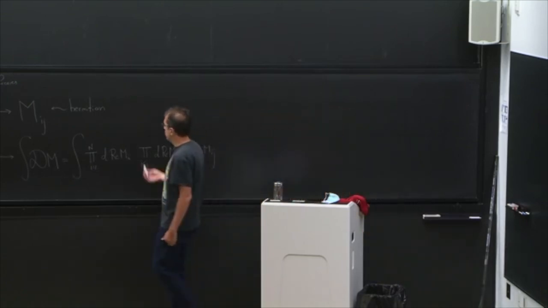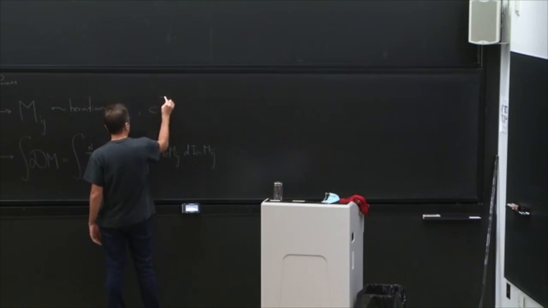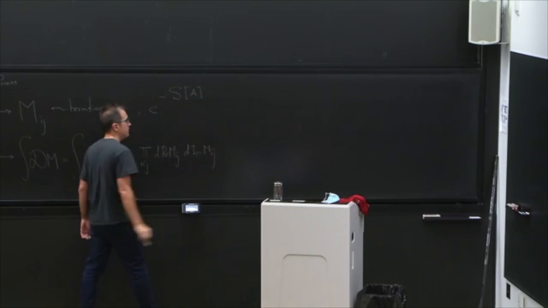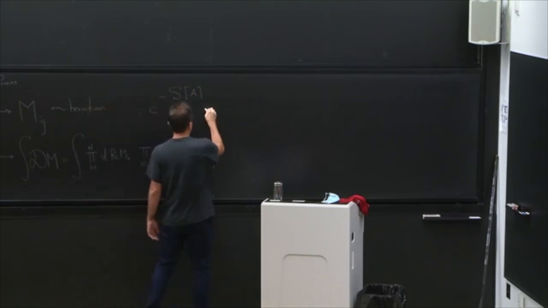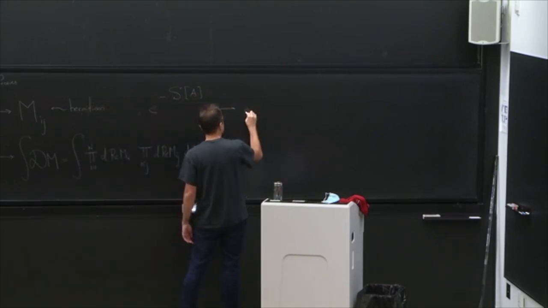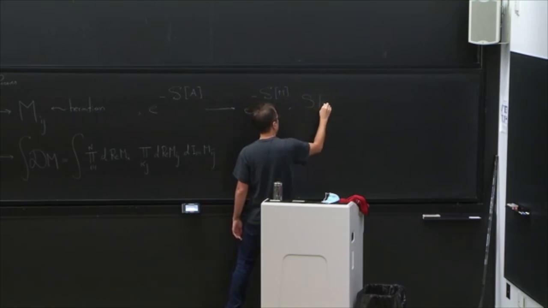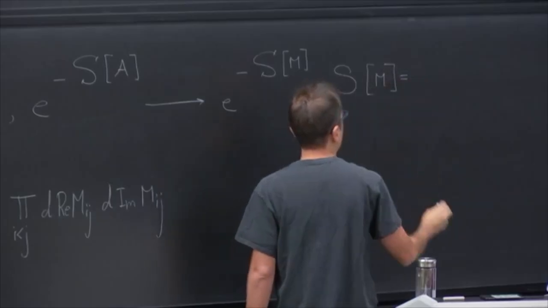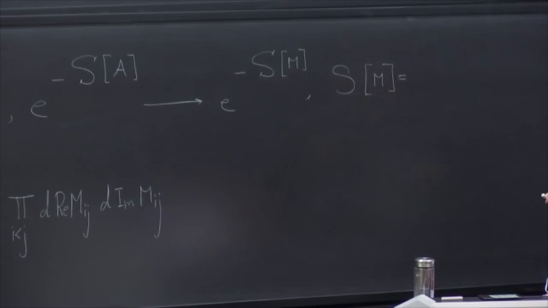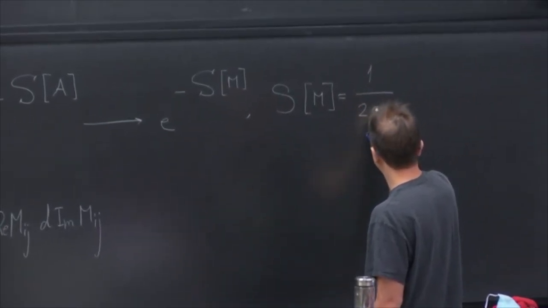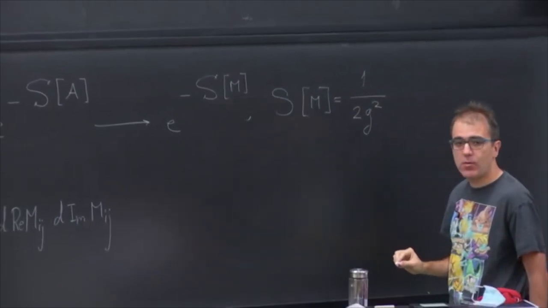Then e to the minus the functional of, say, our gauge fields and matter, perhaps, will become e to the minus an action for this matrix M, where this action for the matrix M would be, first there is a coupling. Now the coupling, I'm going to put it like this, 1 over 2 g squared, as in Yang-Mills theory.